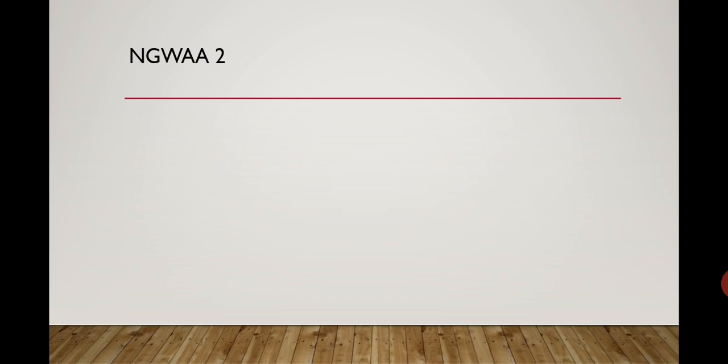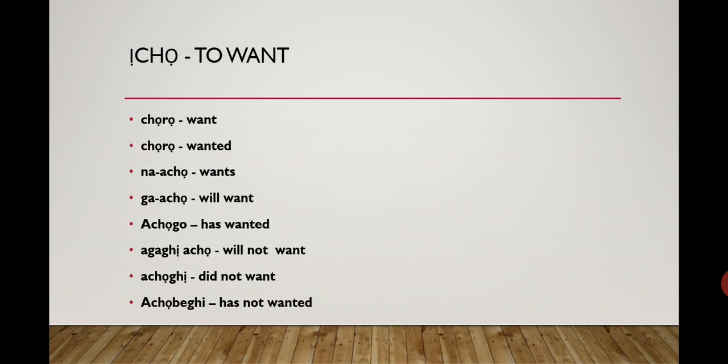Before we look at them, let's take a look at this verb, icho. Icho means to want. Actually, this is not an action verb, an action word per se, but we use it to help other verbs while making some sentences in Igbo. So it's also good we learn it before we delve deeper into conjugation of other verbs.